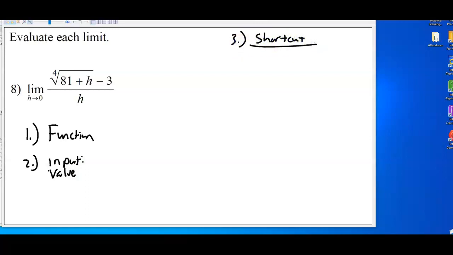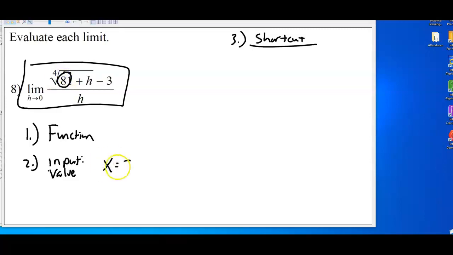So let's first of all look at this and say, oh, okay, this sure looks like the limit definition of a derivative, the classic form, not the alternative form. What value are we finding this limit at? Well, that would be whatever number is being added to the h. So that's 81. We're finding the derivative at x equals 81.